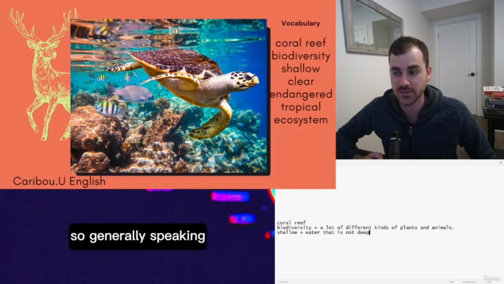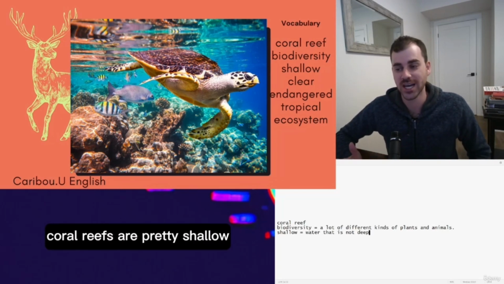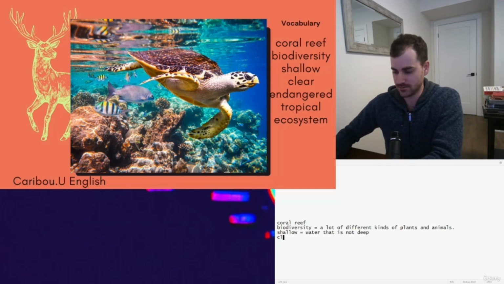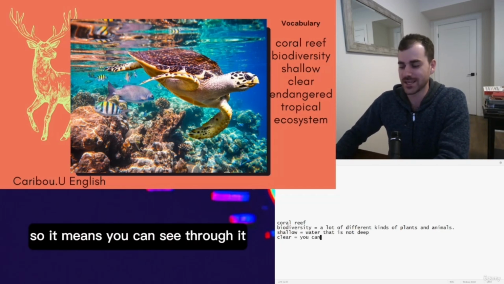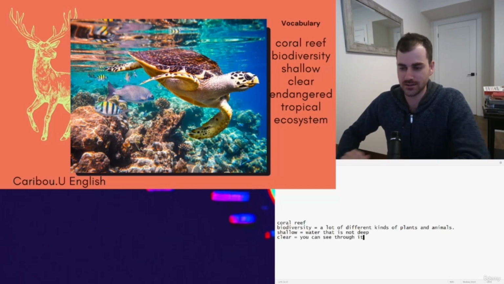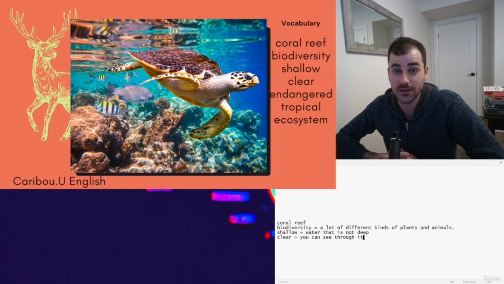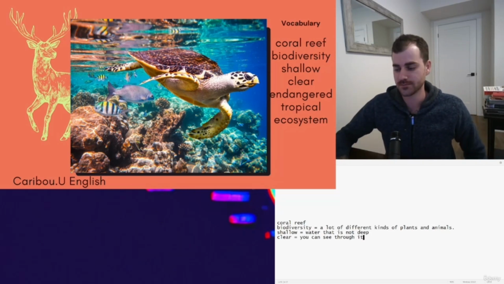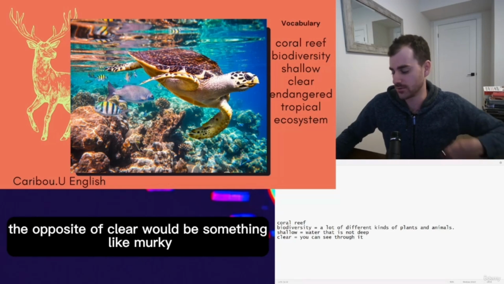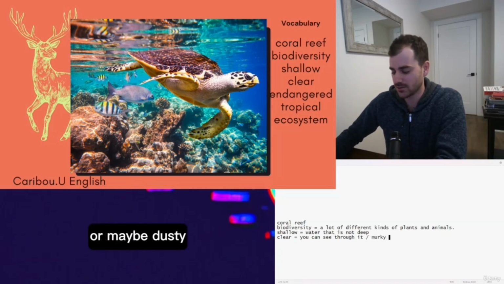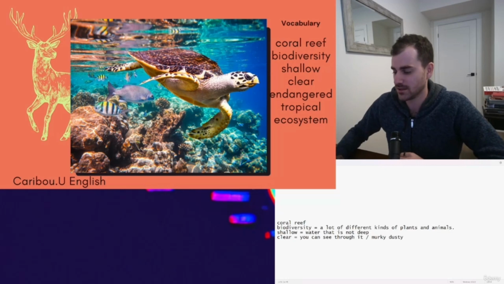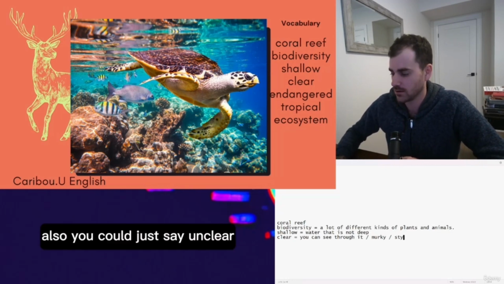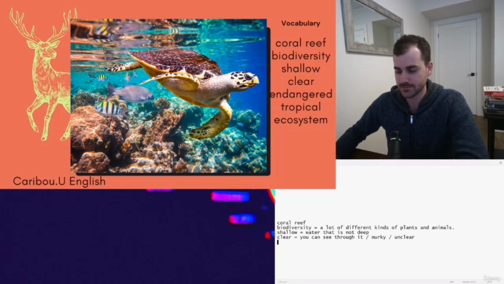So generally speaking, coral reefs are pretty shallow and they're also clear. So it means you can see through it. So the water is clear. You can see through it. The opposite of clear would be something like murky or maybe dusty, something like that. Also, you could just say unclear.